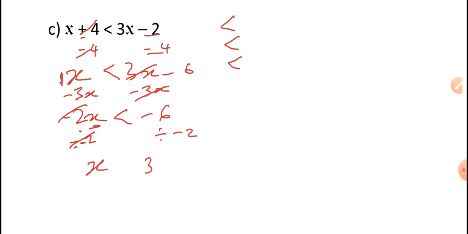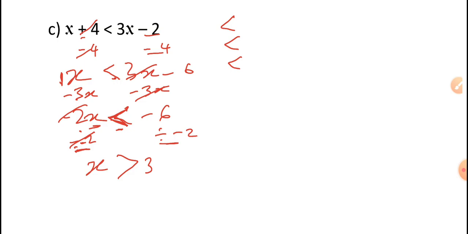Now I cannot copy this sign in. Because I've just divided by a negative number, I have to change the sign. So the answer is x is greater than 3. The answer is actually x is greater than 3. It's not x is less than. If I continue to copy in this sign, the answer would be x is less than 3, which it isn't.